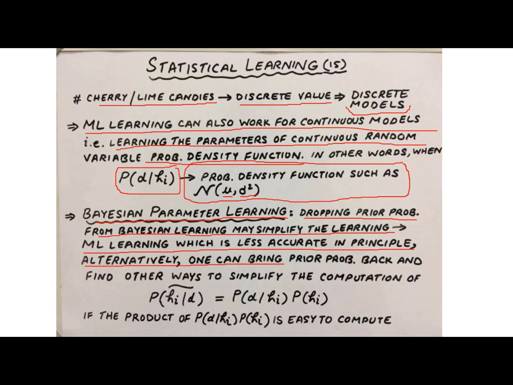Alternatively, one can also bring the prior probability back and find other ways to simplify the computation. So we can reintroduce this term that we dropped for the maximum likelihood learning for the sake of simplicity. We can bring it back and find other ways to simplify the calculation of the posterior probabilities, as long as the expression of the posterior probability, which involves the product terms, is easy to compute. Let's look at how we can accomplish this in practice.